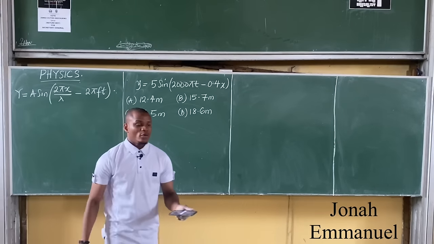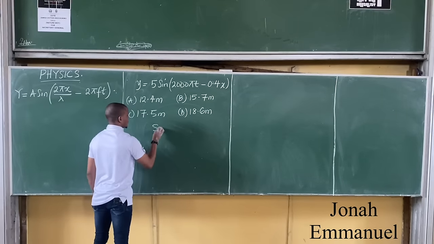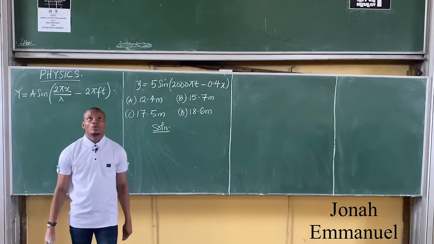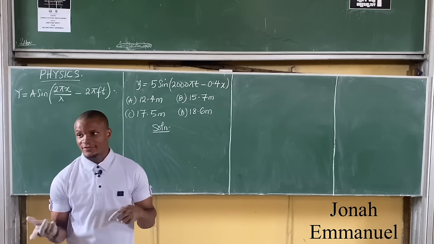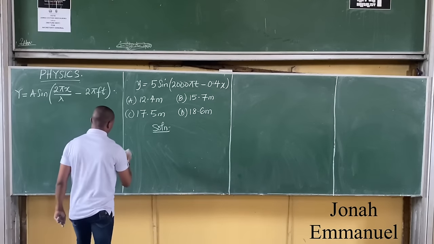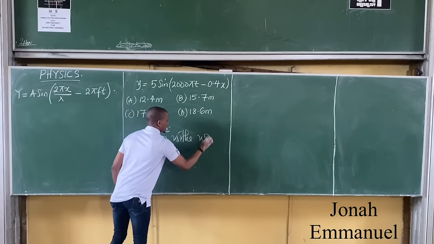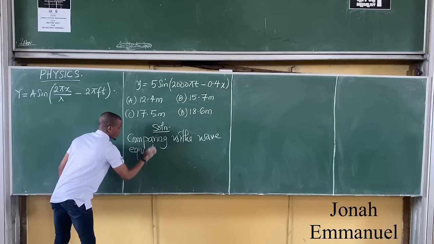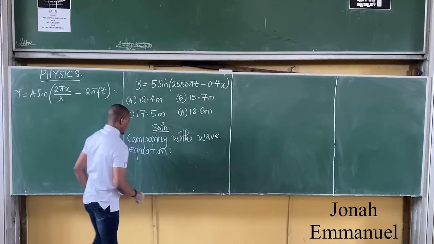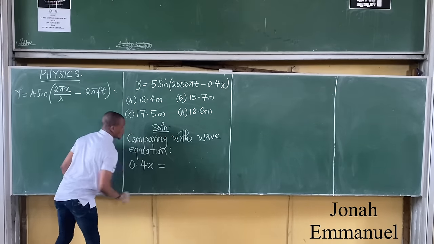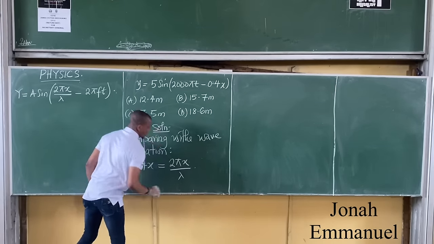All right. You have to find wavelength in this question. When it comes to finding wavelength, do we consider the t or the x? X. So, comparing with the wave equation, compare the two x's. For this one here, what do you have? I have 0.4x, compared to the general equation, what do you have here? 2 pi x. That's what I have here.